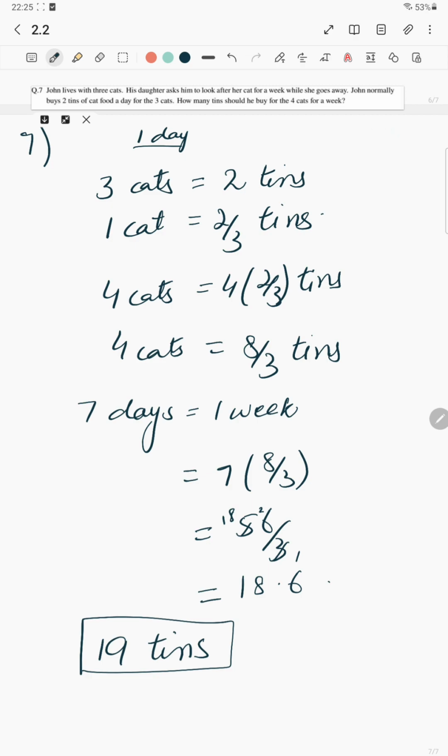In this way you can do these questions. First of all, you have to consider 1 day, and find how many tins the 4 cats need for 1 day, and then multiply it by 7 because we need it for 7 days. And because 18.6 is the answer, we will definitely need 19 tins of the food.